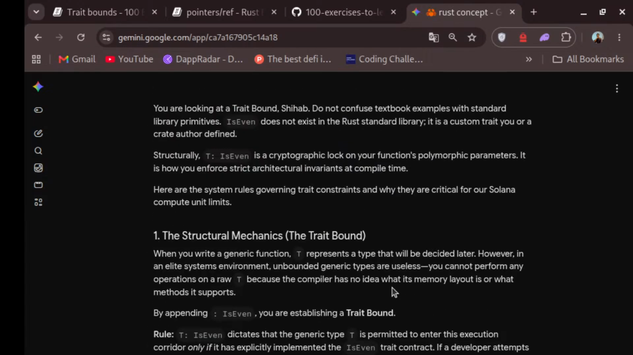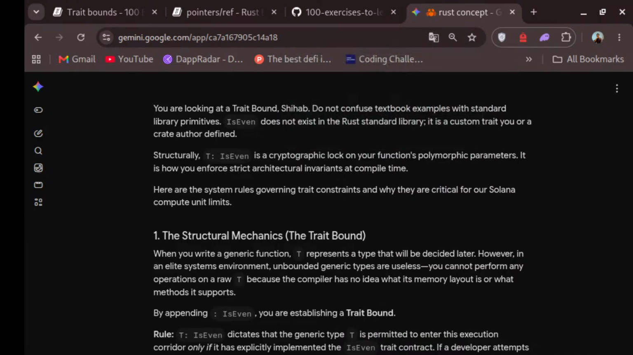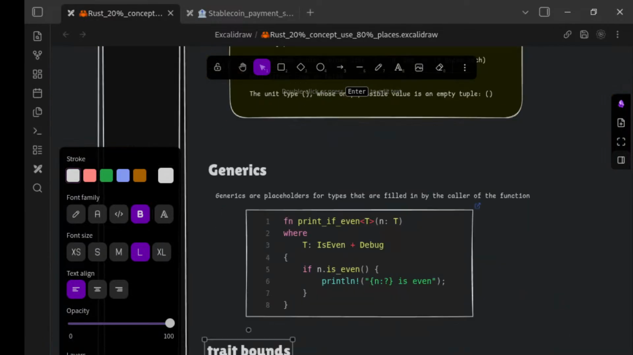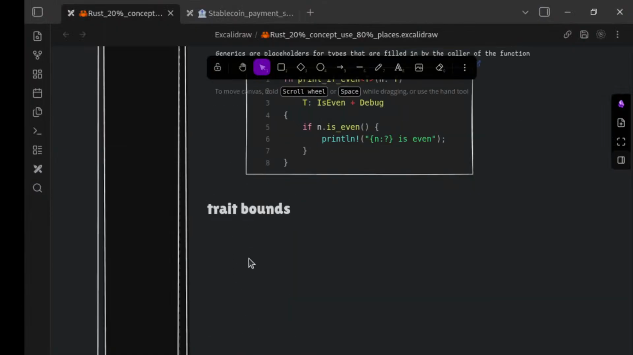First, trait bound. By applying a trait bound, I am just adding a trait bound. Trait bound means I am adding an operational boundary in a variable.